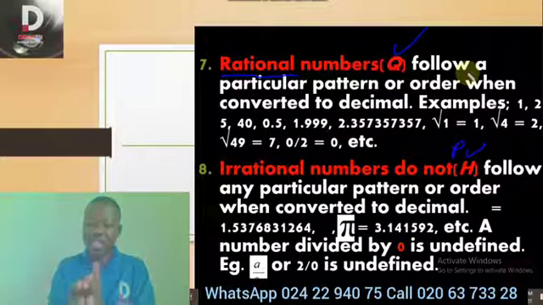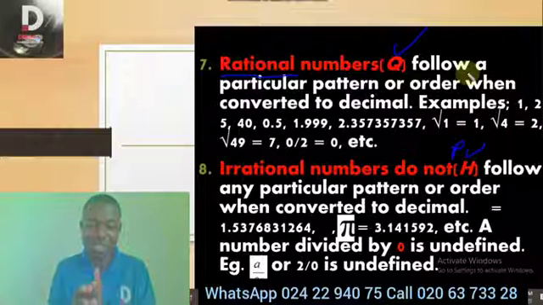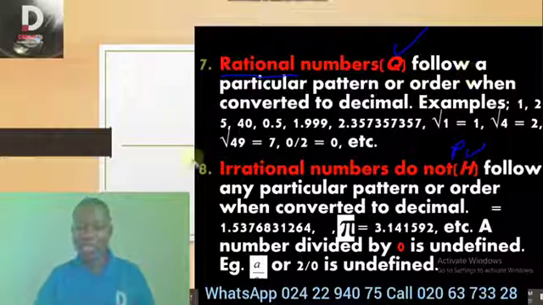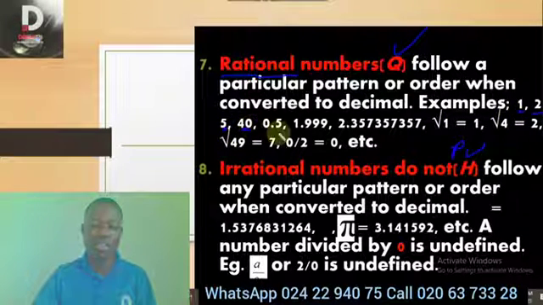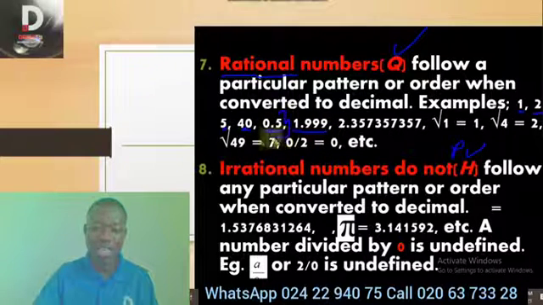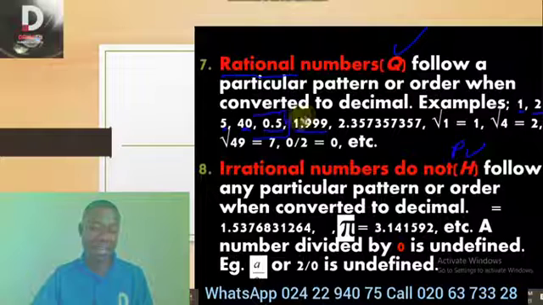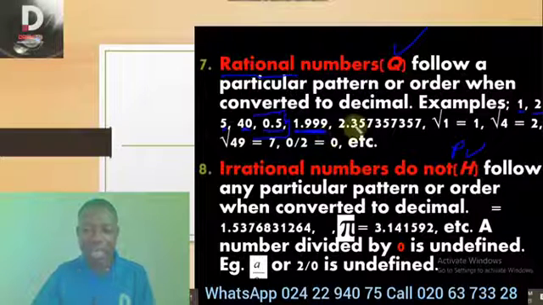On the other hand, irrational numbers don't follow any particular pattern when converted to decimals, or they may not even produce answers at all. So let's see examples. As you can see here, 1, 2, 3, 40, 0.5, 1.99. These are all terminated. 0.5 is terminated. It has ended. 40 has ended. This is following a particular order. 0.99999. Good.